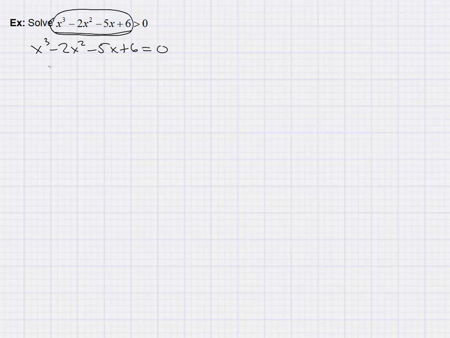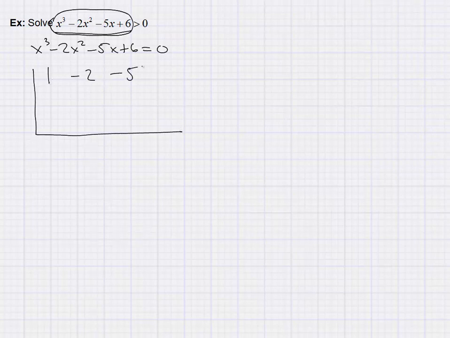Now the last one we factored by hand. I pulled out a common factor. I did my quadratic factoring. This one you may not be able to do that. So how else can you factor? Well, you could use division. So let's do some synthetic division.